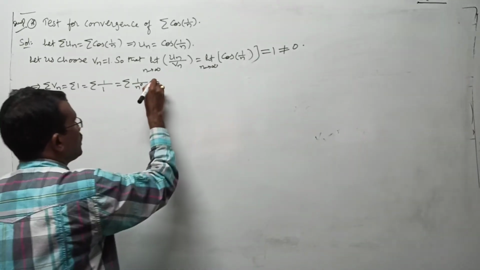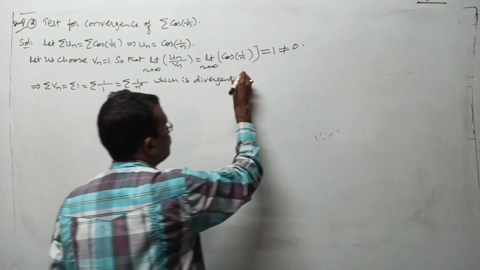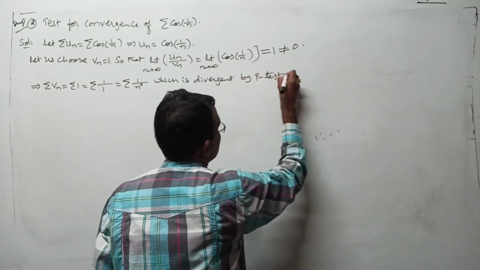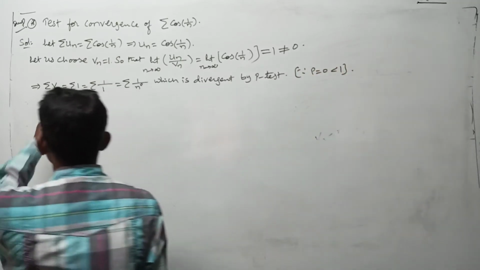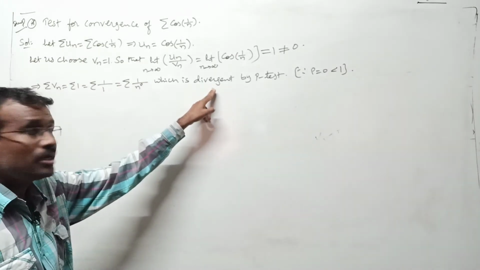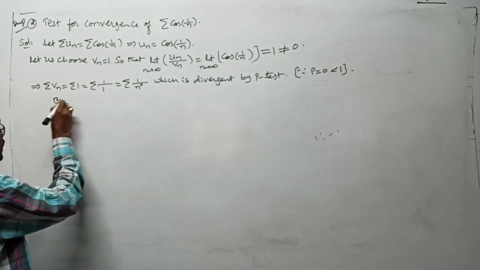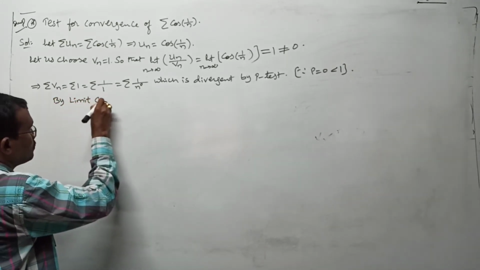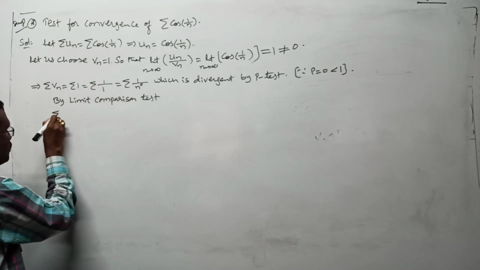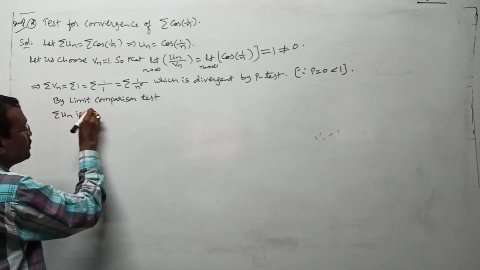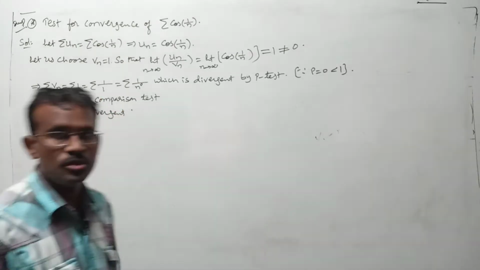Directly you can write the conclusion: divergent by P test, since P is equal to 0, less than 1. Now we got sigma Vn is a divergent series. By limit comparison test, sigma Un is also divergent. Therefore, by limit comparison test, sigma Un is divergent. That means your given series is a divergent series.